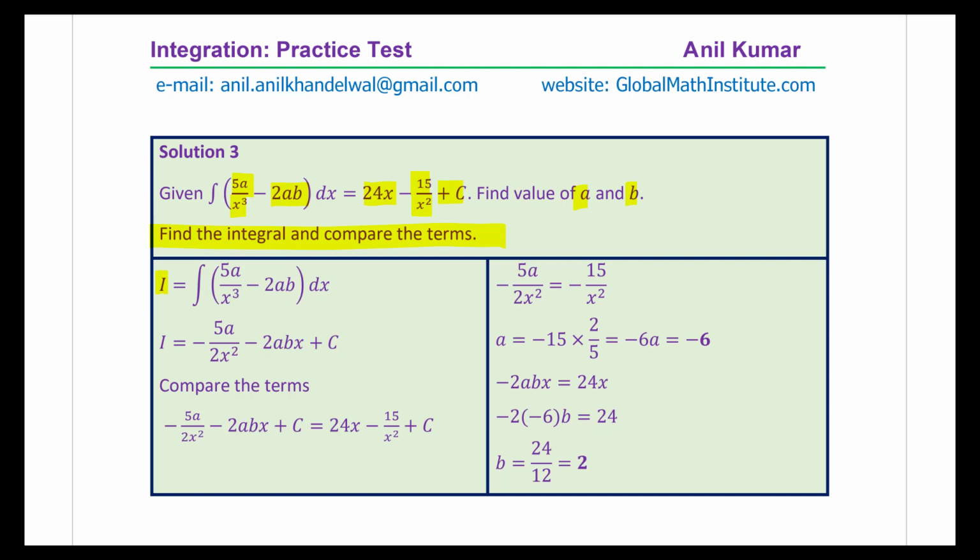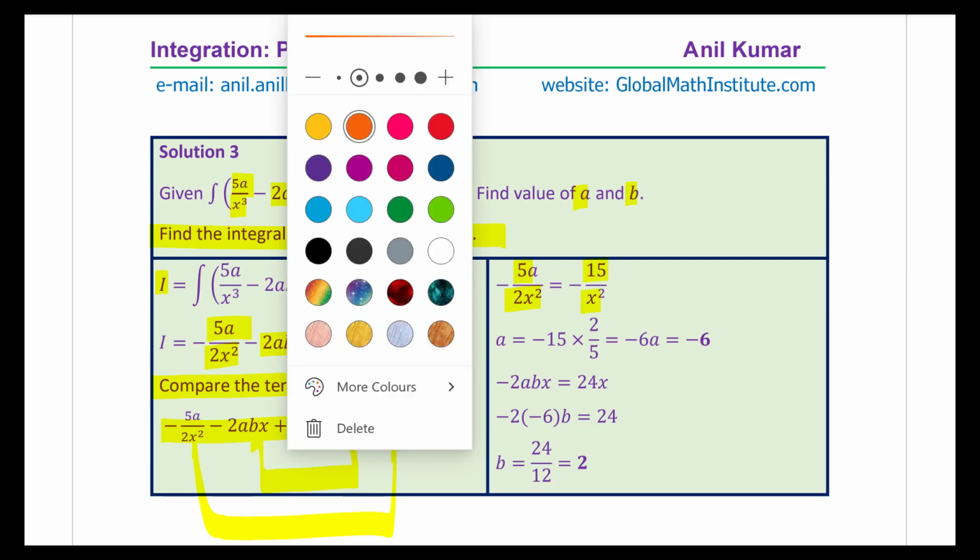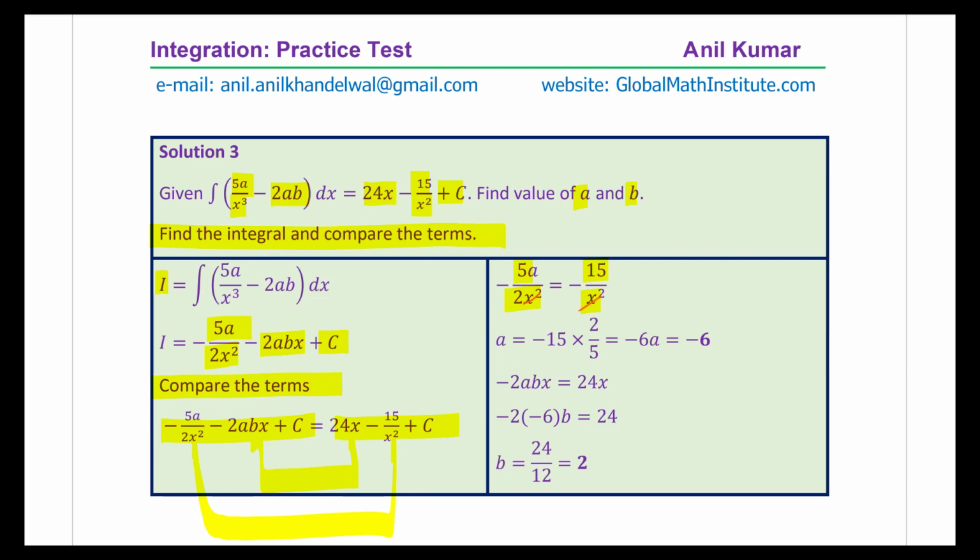Applying the power rule, we get this as minus 5a over 2x squared minus 2abx plus c. Now we can compare the coefficients of what we found and what is already given to us. So comparing the terms which are kind of similar, you can get the value of a and b. So let's look into a first. Minus 5a over 2x squared equals minus 15 over x squared, x squared cancels, right? And you can simplify and find a as minus 15 times 2 over 5, which is minus 6. So minus 6 is the value of a.